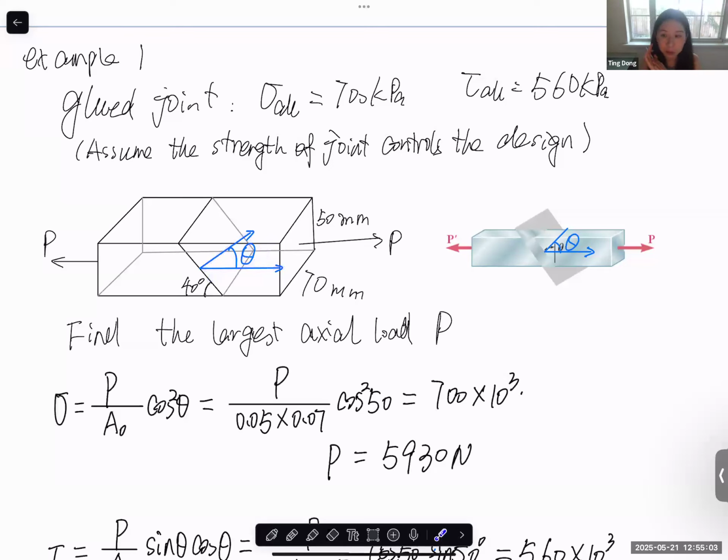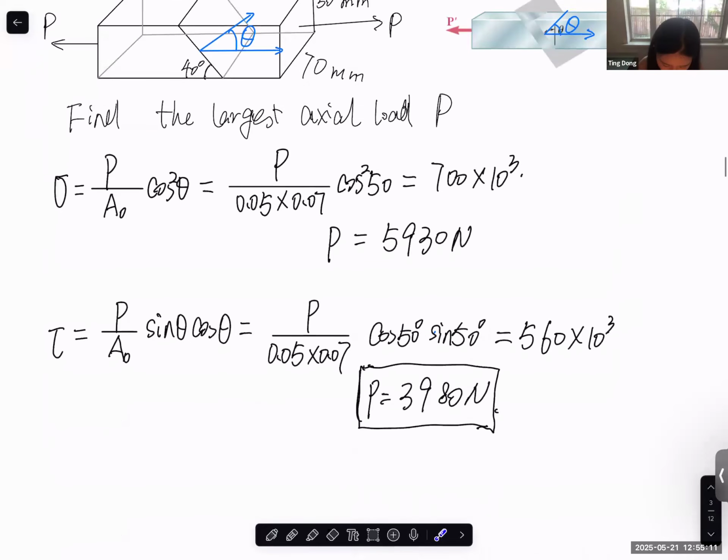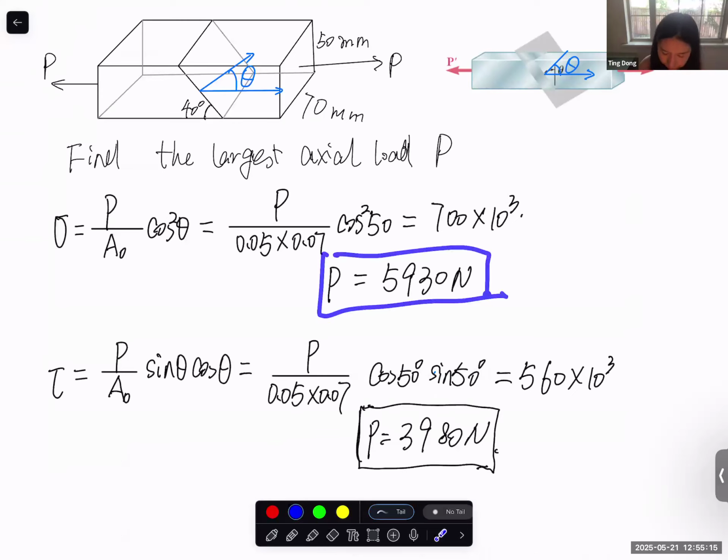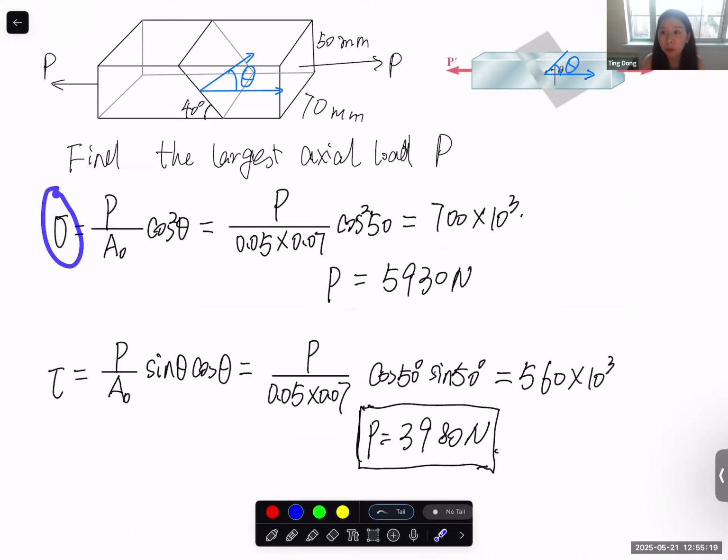Okay, any other question? Can you explain one more time why we picked the smaller value? Yes, so we calculate two values. When we have this value, the structure is safe for normal stress. It will not fail because of normal stress. When we have this much force applied, it will not fail because of shear stress, right?